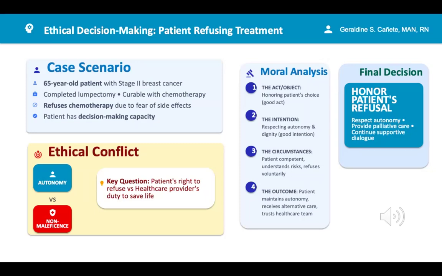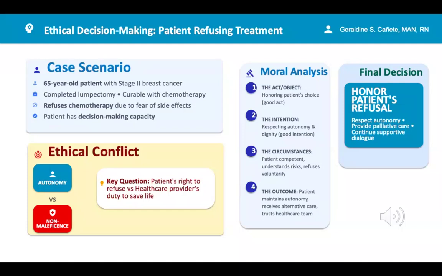So imagine this. You are caring for a 65-year-old patient who has been diagnosed with stage 2 breast cancer. She has completed a lumpectomy and the doctors have determined that she is curable with chemotherapy. However, the patient refuses chemotherapy because she is terrified of the side effects, which she has seen firsthand in friends and family members. She is competent and understands the risk of refusing treatment, but she is adamant that she does not want to undergo chemotherapy.